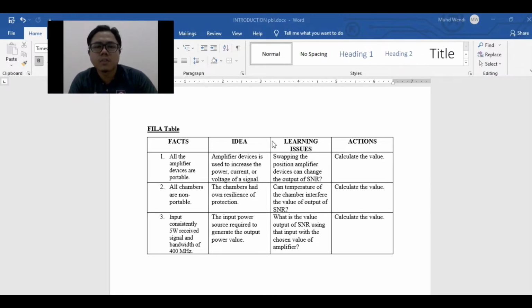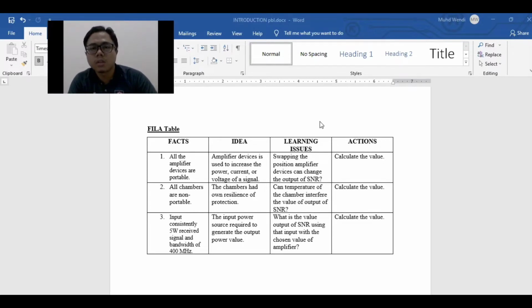Next is the idea for this figure table. Amplifier devices are used to increase the power, current, or voltage of the signal. The chamber is used for the silence of protection. Next is the input power source required to generate the output power value.